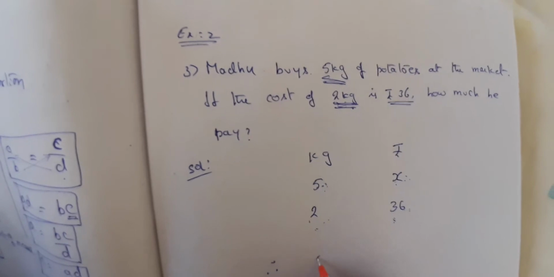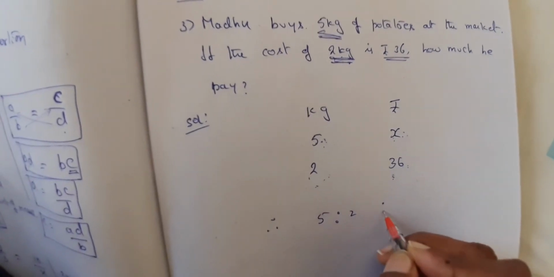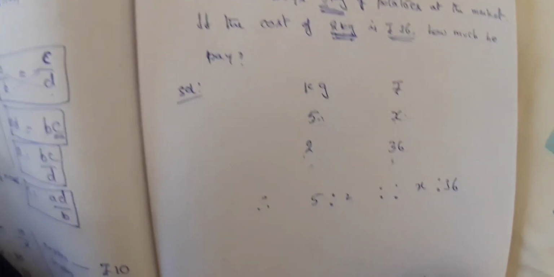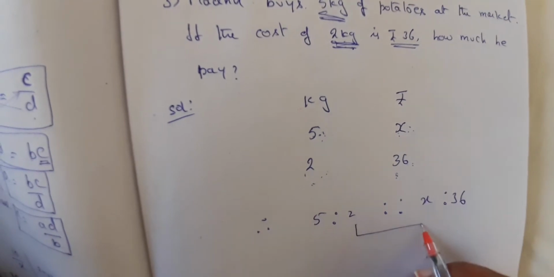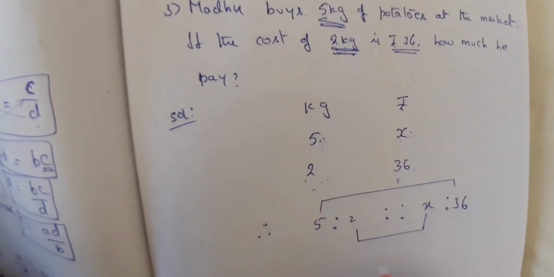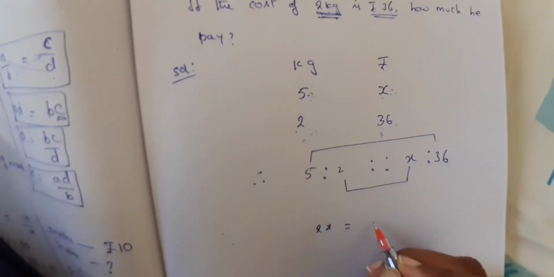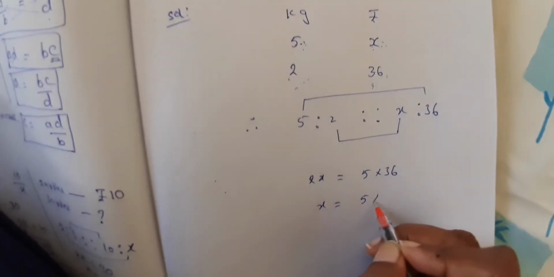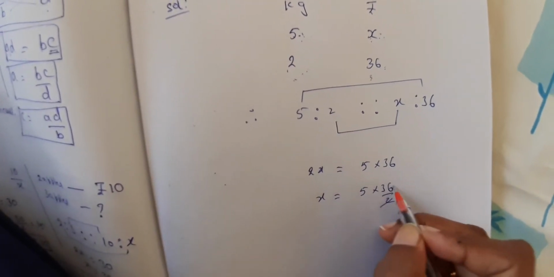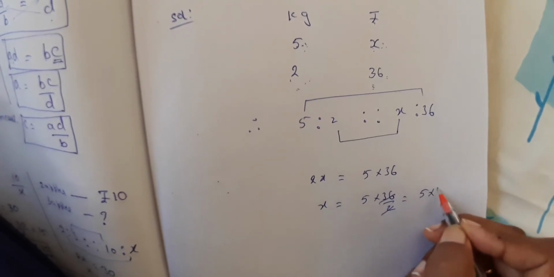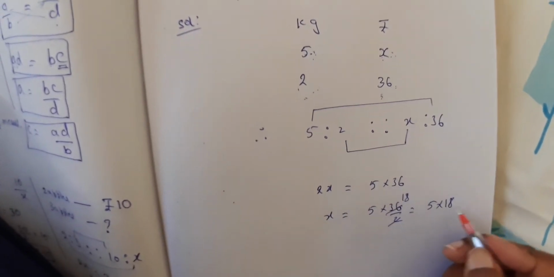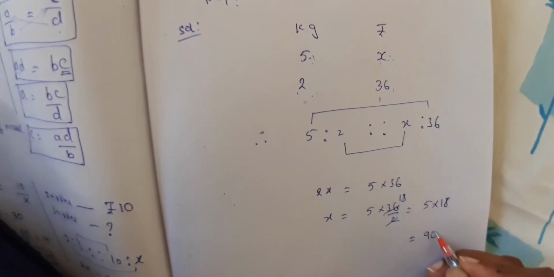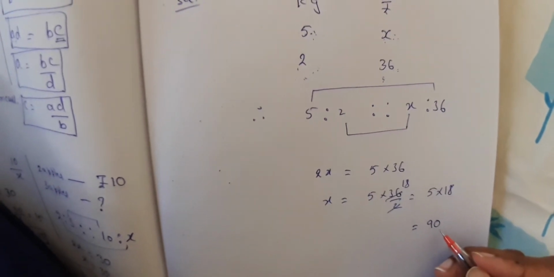Therefore 5 is to 2 as x is to 36. The job is very easy now. You can go by product of means is equal to product of extremes. So 2x is equal to 5 into 36. Transpose 2 here: 5 into 36 by 2, that is 5 into 18. So 5 into 18 is 90.